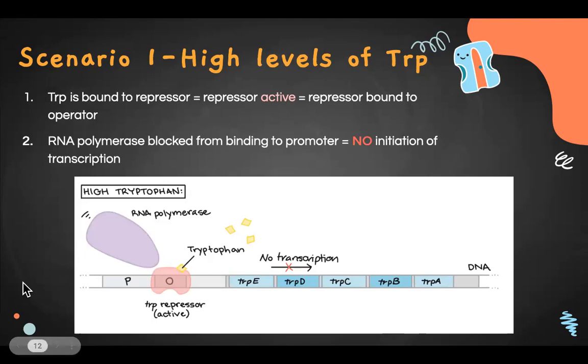Okay, yeah, that's right. So what's going to happen is there's a lot of tryptophan, and it's going to bind to the repressor. It binds by random diffusion, so if there's a lot of tryptophan, it's a lot more likely to bind to repressors. Then the repressor will go to the operator and block the RNA polymerase from going down the strand. So there'll be no initiation of transcription, and therefore less production of tryptophan. Yeah, good.